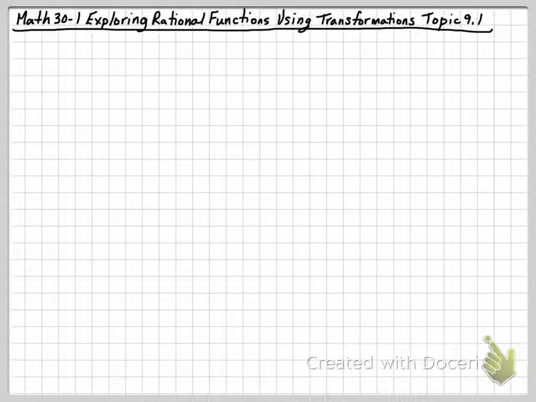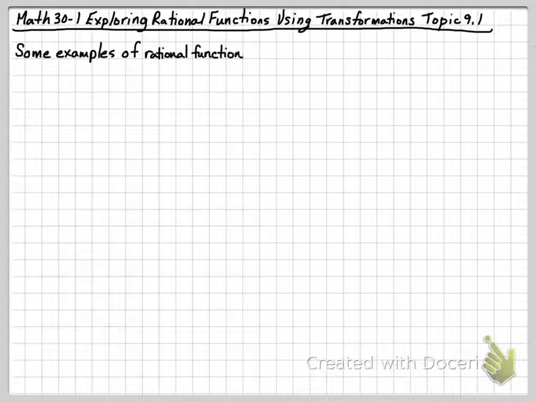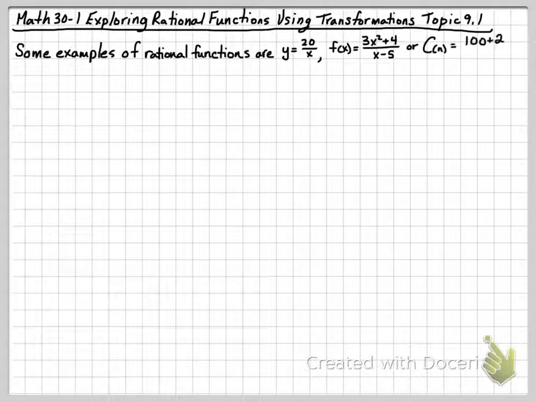Math 30-1, we're going to look at topic 9.1, exploring rational functions using transformations. Some examples of rational functions are y equals 20 over x, f of x is equal to 3x squared plus 4 divided by x plus 5, or c of n is equal to 100 plus 2n divided by n.